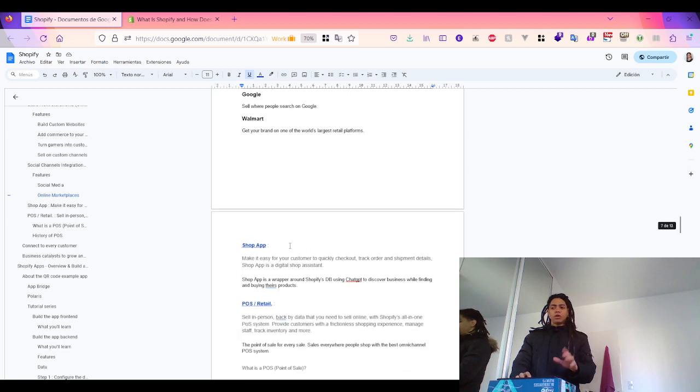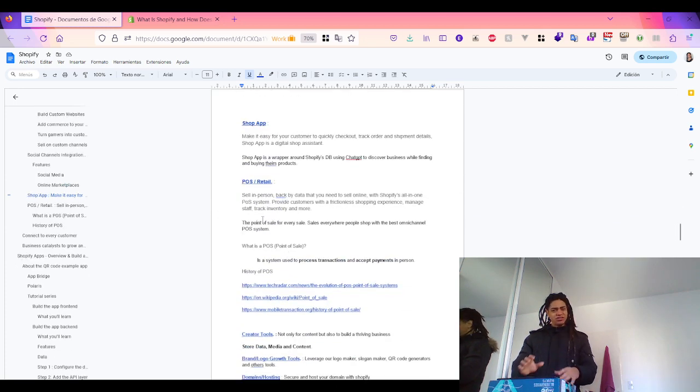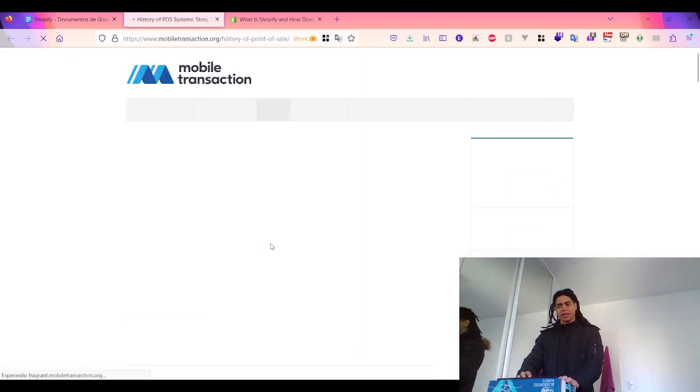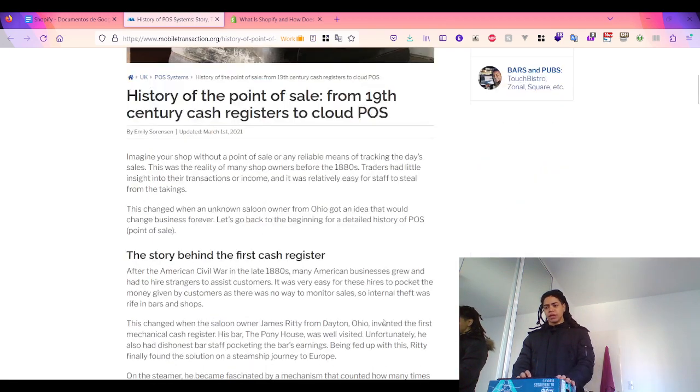And also I look at something called the POS. So understand the POS and retail, because a POS is a system that is used to process transactions and accept payments in person. So now I look at the history of the POS.